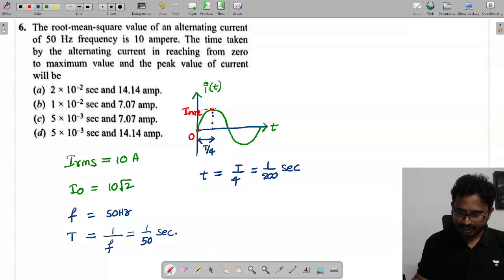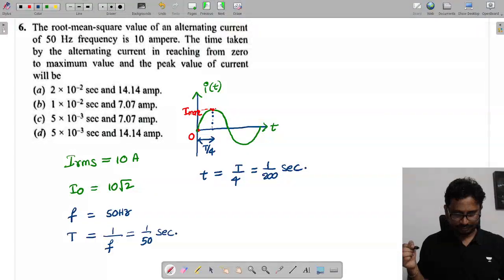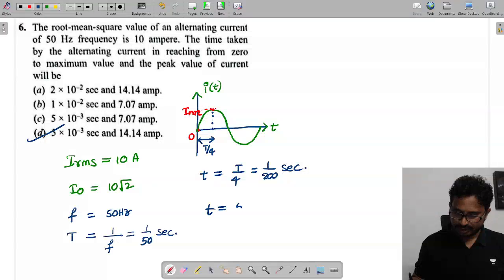1 by 200 seconds. So which option? Yes, option D. Peak value is 10 root 2, so that means 14.14. And this t value, how much will come here? 5 into 10 power minus 3 seconds.